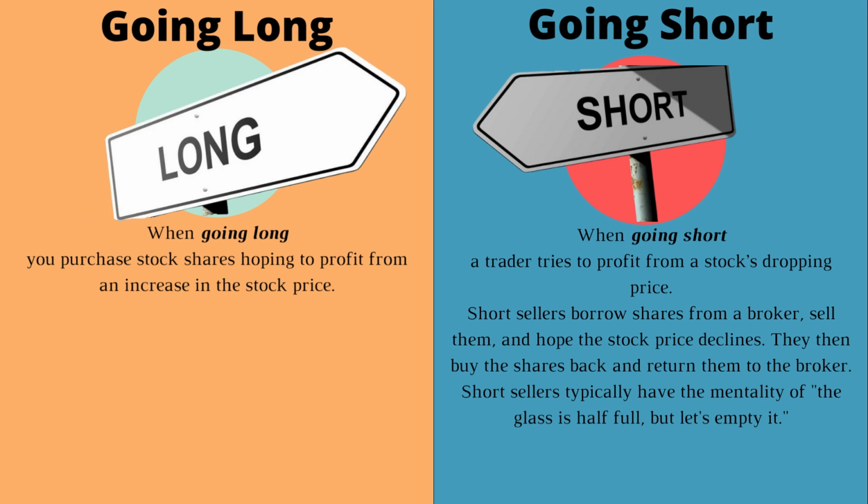When going long, you purchase stock shares hoping to profit from an increase in the stock price. When going short, a trader tries to profit from a stock's dropping price. Short sellers borrow shares from a broker, sell them, and hope the stock price declines. They then buy the shares back and return them to the broker. Short sellers typically have the mentality the glass is half full, but let's empty it.